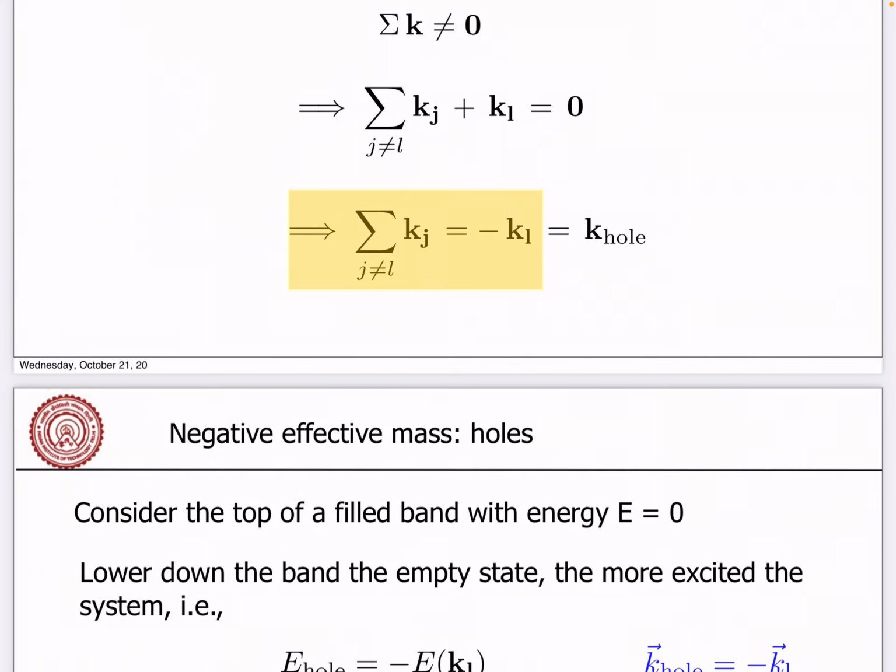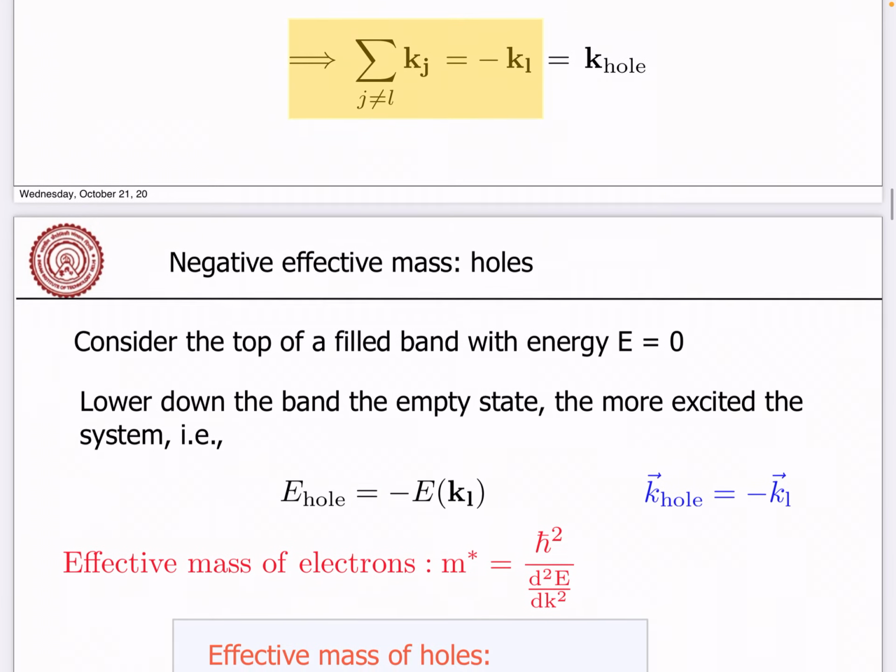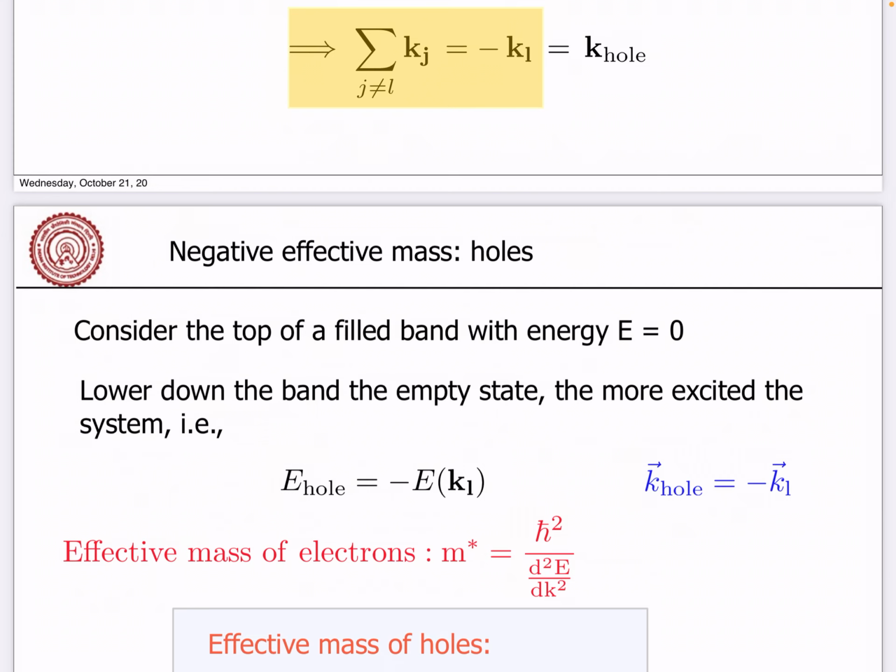Now, once we consider that, let us consider the top of a filled band with energy E equal to 0. Let's consider a filled band, and the top of the band we take as 0.